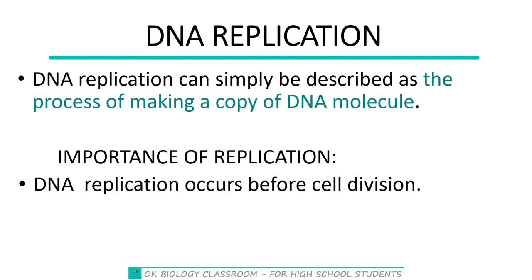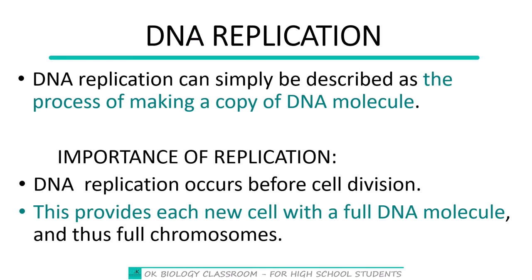DNA replication always occurs before cell division. And the reason is that new cells are going to be formed, and each of these new cells would need to have the same DNA information as existed in the original cell. Good. So that's why we say that this provides each new cell with a full DNA molecule, and for that matter, full chromosomes, because you know that the DNA molecules make up the chromosomes. Good.